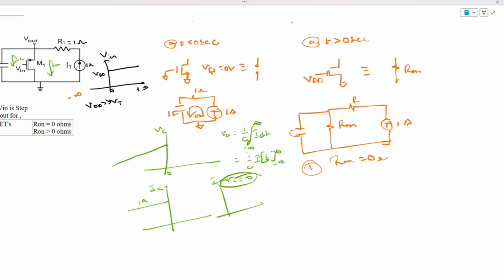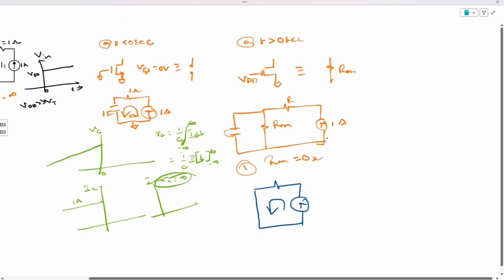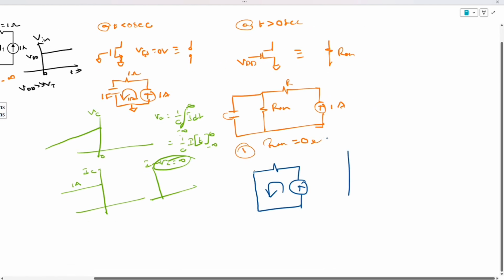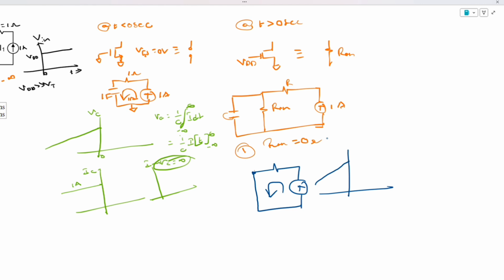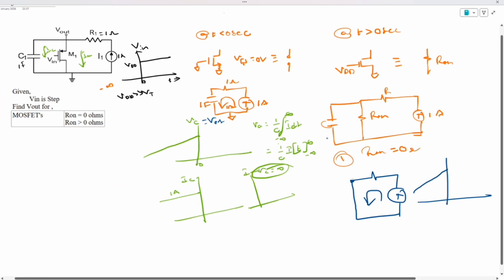Now here, in the first case, R1 is equal to 0 ohms. If R1 is equal to 0 ohms, it literally means a short circuit. So the circuit can again be rewritten, let's change the color to blue, like this, short circuited, right? So the complete current will flow through this MOSFET only. Now let's draw the graphs. All 3 graphs we will draw, then it will be clear.